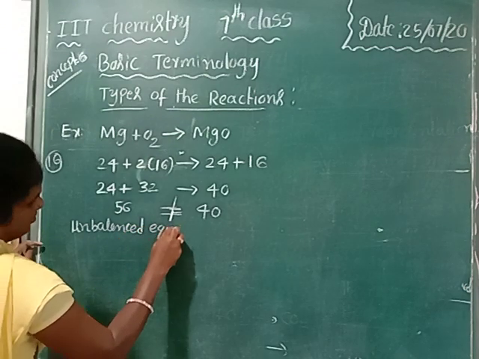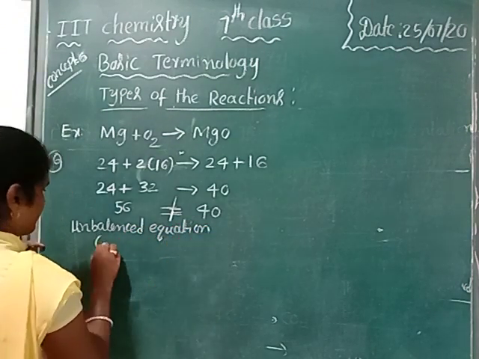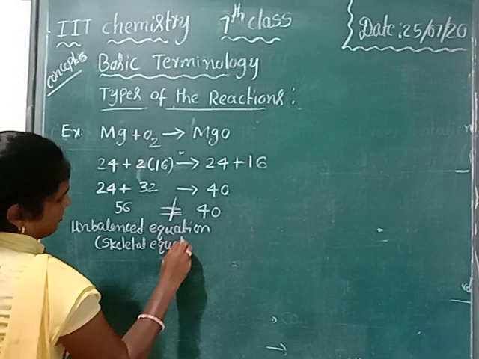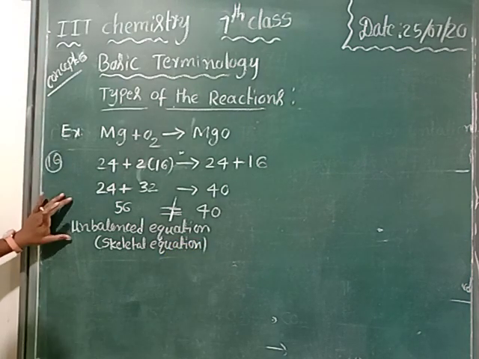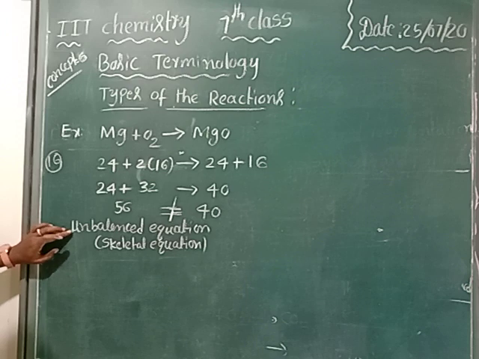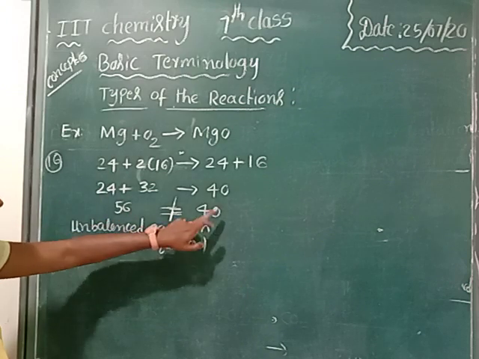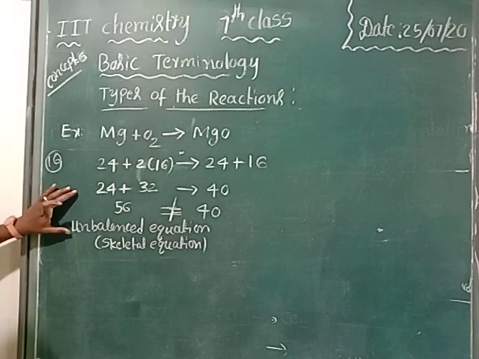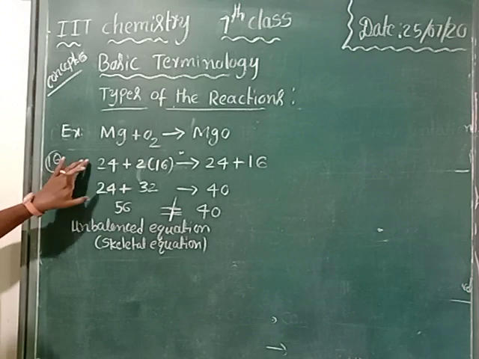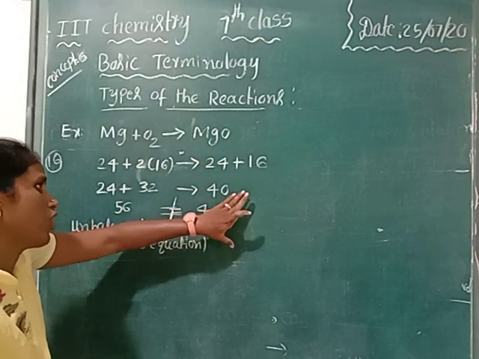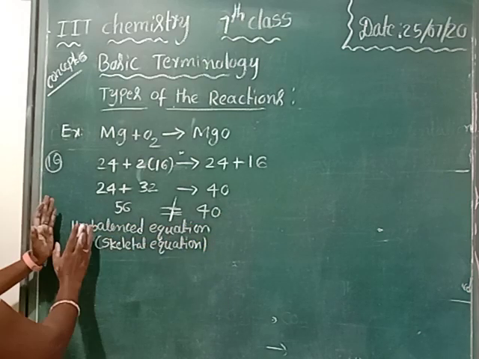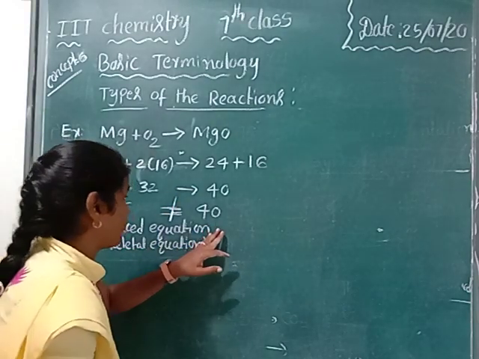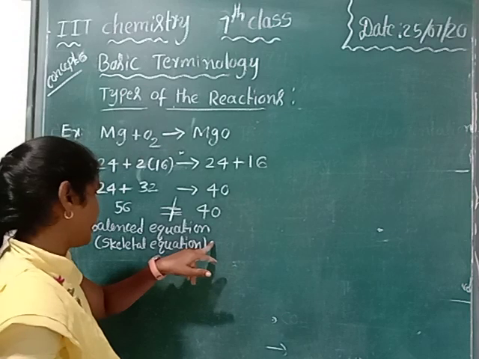Unbalanced equation. Another name is skeleton equation. What does unbalanced equation mean? The total mass of the reactant side does not equal the total mass of the product side. Next definition: the number of atoms of each substance on the reactant side does not equal the number of atoms present in the product side.